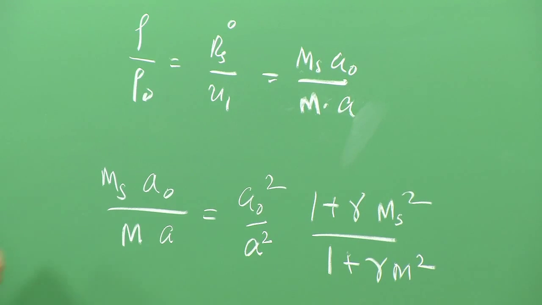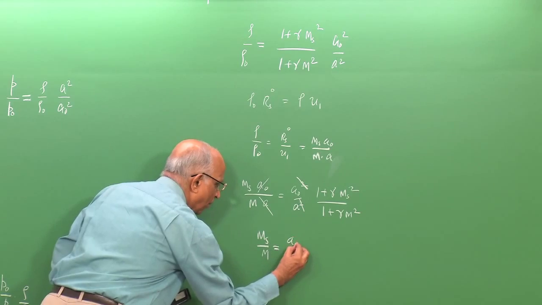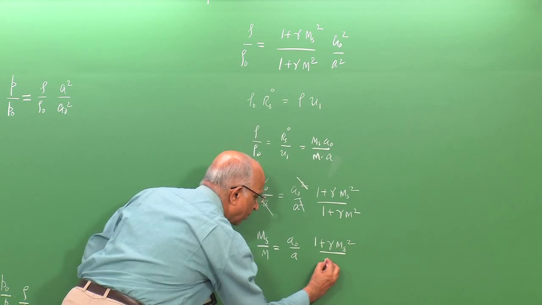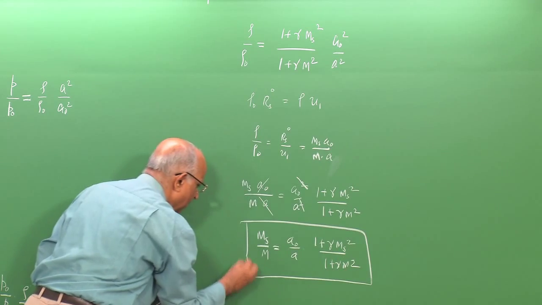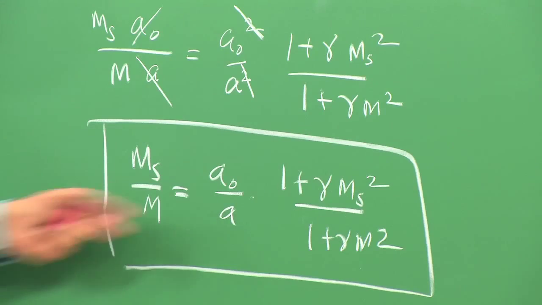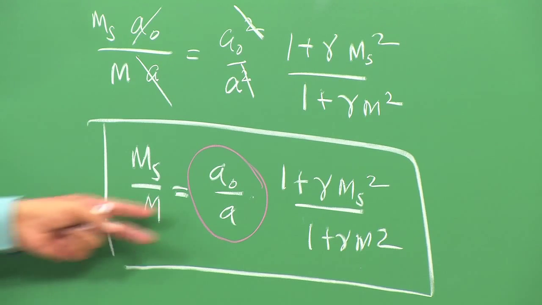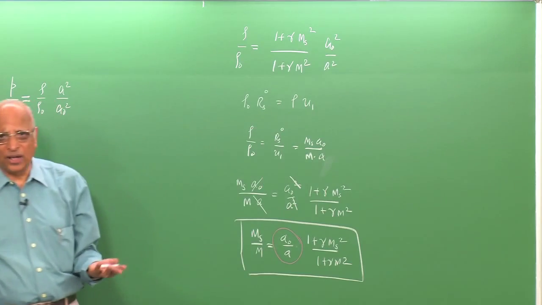Well, in this equation, if I now simplify, the final equation I get is m s by m is equal to A 0 by A into 1 plus gamma m s square divided by 1 plus gamma into m square. This is the equation I get. In other words, I have been able to relate m with m s. The only thing which is still pending is the value of A 0 by A. Can I again get A 0 by A in terms of either m s or m or both? That is the question we have to ask ourselves.